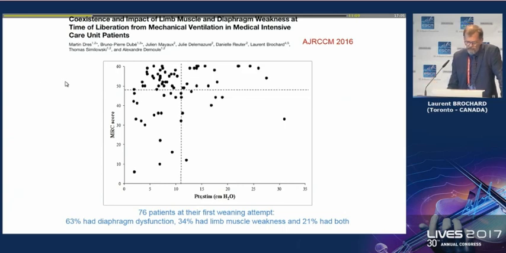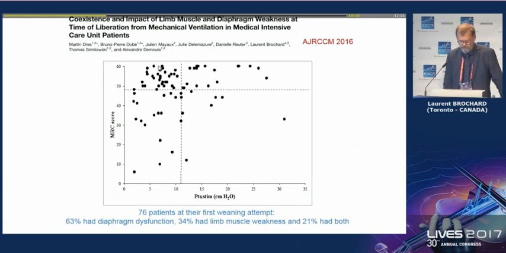This is the study comparing the clinical assessment of limb muscle weakness, the MRC score, and this twitch pressure that I just showed you. This was a series of 76 patients at the time of weaning from mechanical ventilation. And the first question is, at the time of weaning, how many patients have limb muscle weakness? How many patients have diaphragm weakness? The limb muscle weakness would be below the MRC score threshold. The diaphragm weakness would be below this 11 centimeters of water threshold.